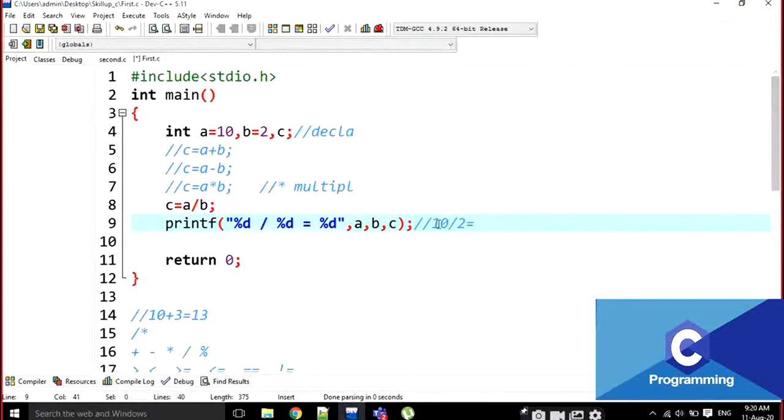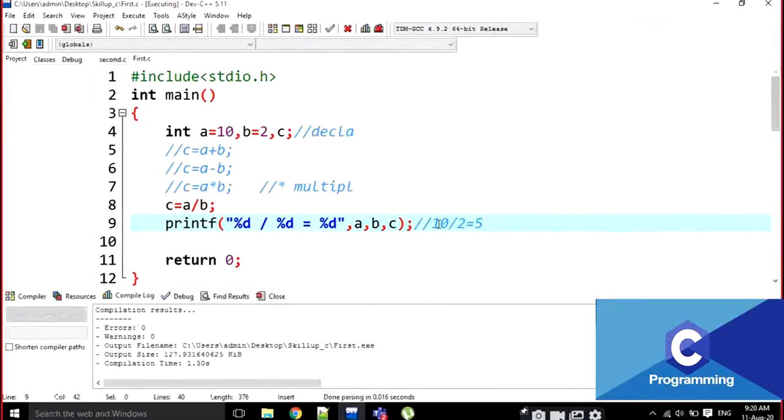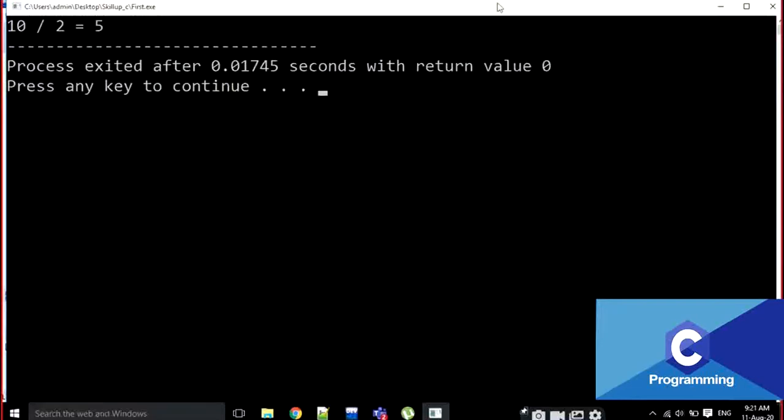Can anyone guess? There is a small difference, a small mistake, when we are dealing with the slash division operator. How is it going to be dealt with? 10 by 2. Can anyone guess what the output is here? Students: 5, sir. Output is 5. Yes, the output is 5. No doubt about that. 10 by 2 is equal to 5.